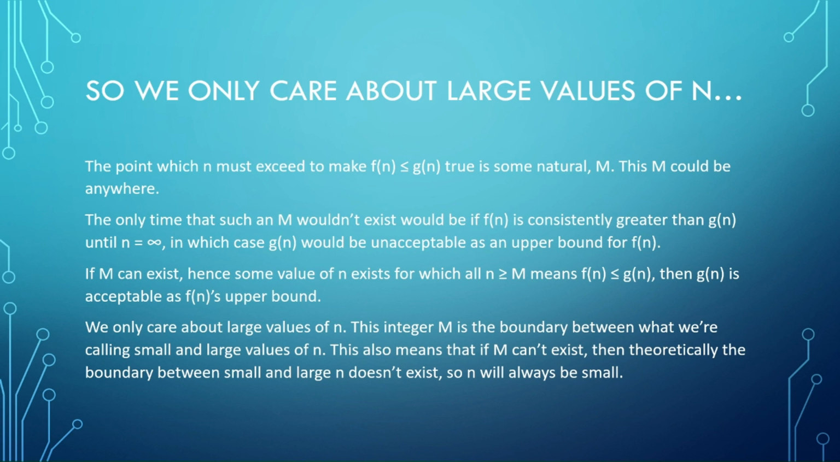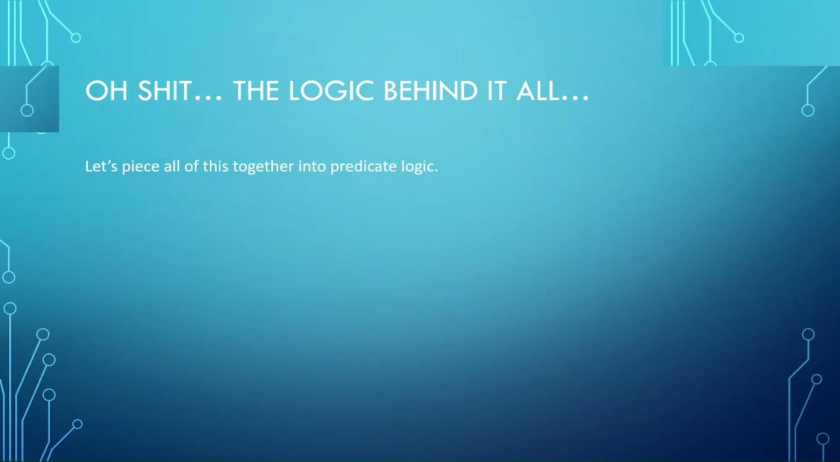So even if n tends to infinity, it should always be small. It's a bit of an interesting theory, but yeah. So if m can't exist, then n should always be small. Let's go to the next one.